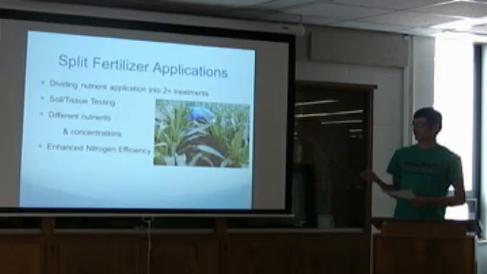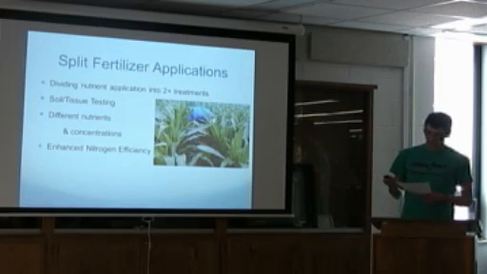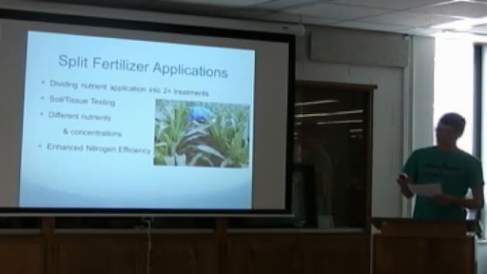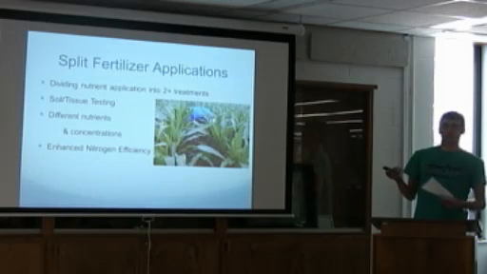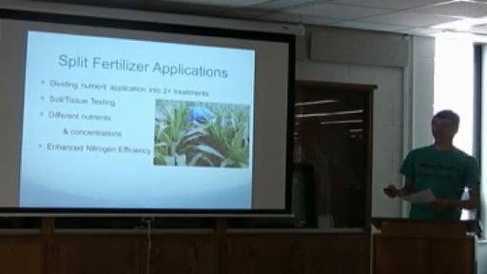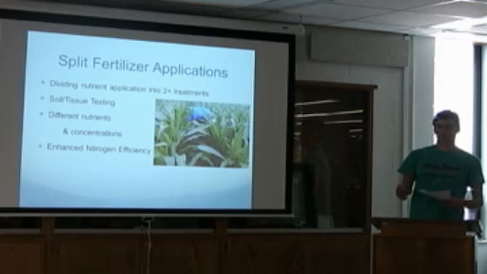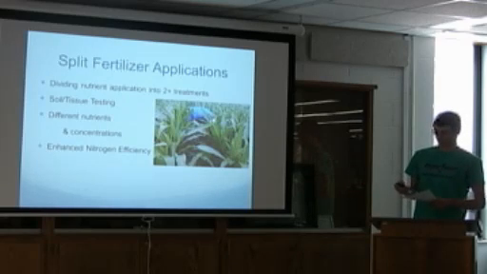Nitrogen is needed throughout the season for a growing crop. Splitting it up, it'll basically feed it throughout the growing year. To relate, you don't eat one big meal for each week. You eat 3 meals a day, get you throughout the week.